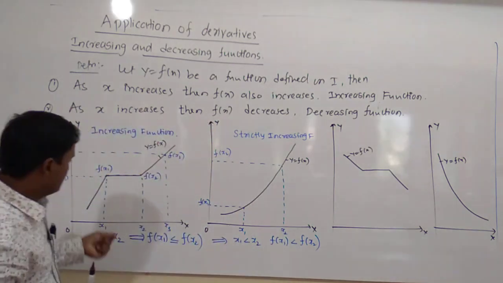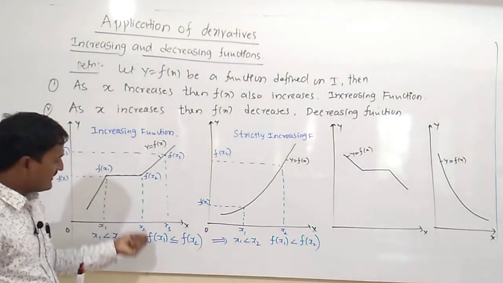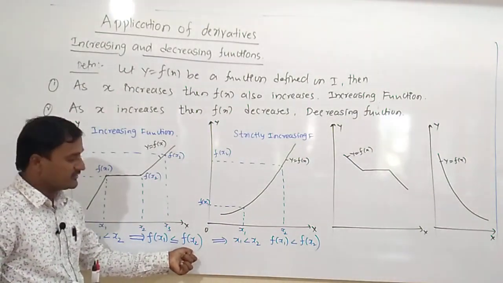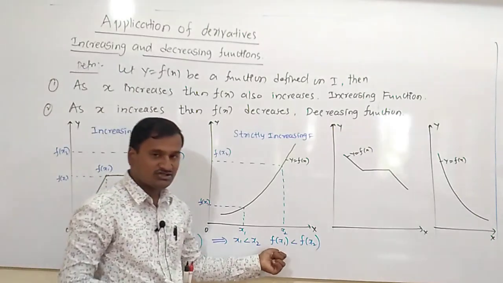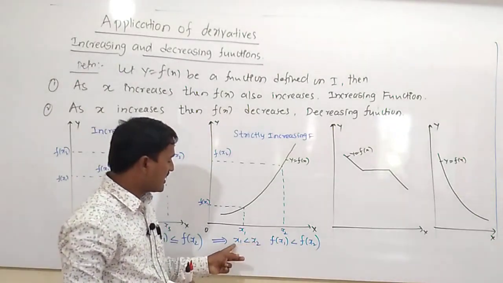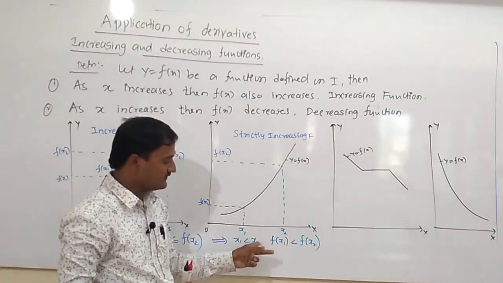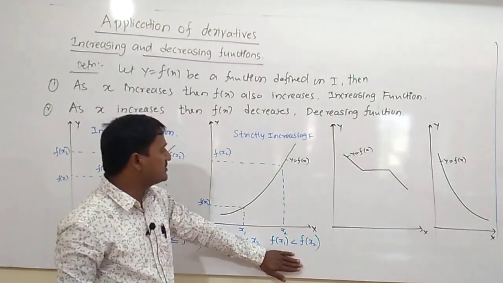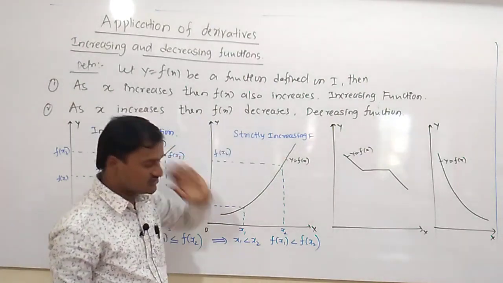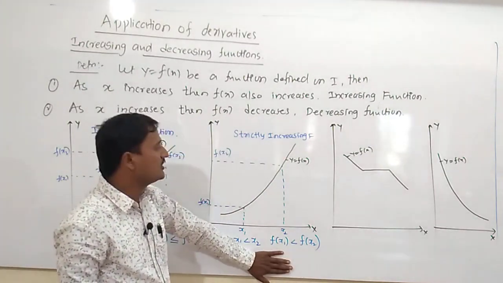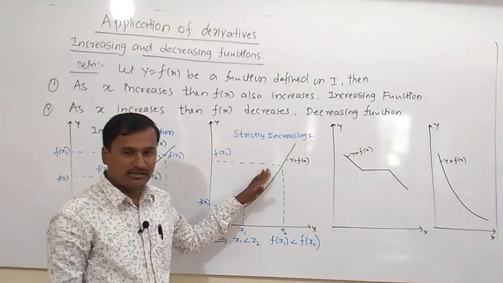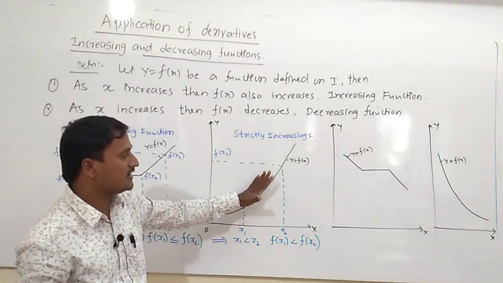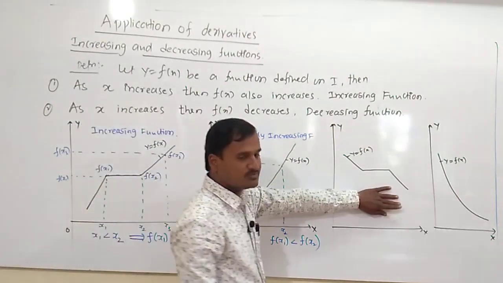Now an increasing function has both signs, f of x1 less than or equal to f of x2, but if you take strictly increasing, then as x1 is less than x2, f of x1 is less than f of x2. Therefore it is called strictly increasing. So these are the mathematical definitions to understand what is meant by an increasing function and a strictly increasing function. Okay, right. Now let us go to this function.